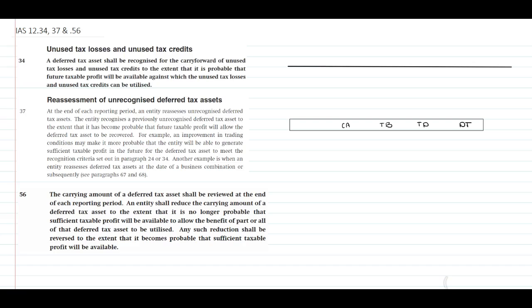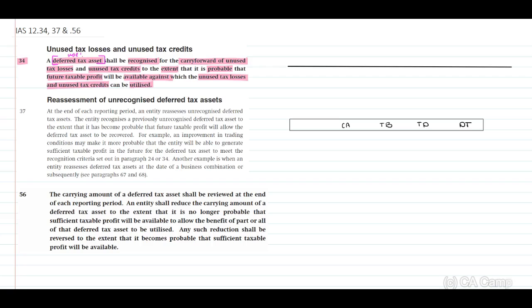Okay, so when we look at paragraph 34, it indicates to us that the deferred tax asset shall be recognized for the carry forward of unused tax losses and unused tax credits to the extent that it is probable that future taxable profits will be available against which the unused tax losses and unused tax credits can be utilized. Now, this is our important sentence. Remember, we will only recognize our deferred tax asset should it be probable that there will be future economic benefits to be able to utilize, to use this deferred tax asset.